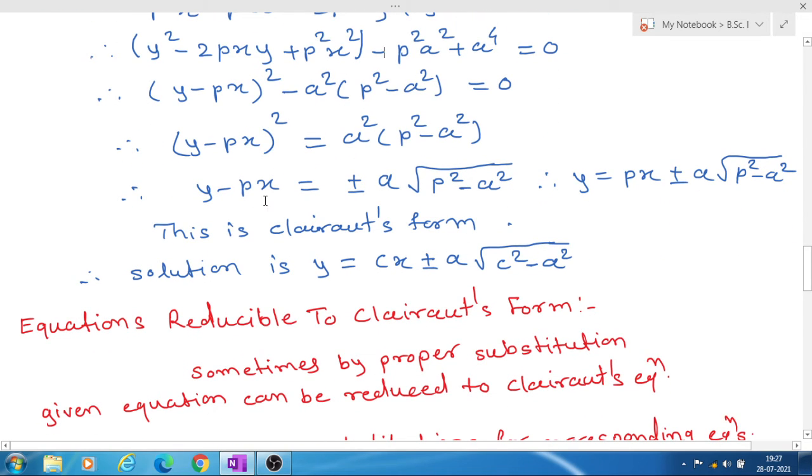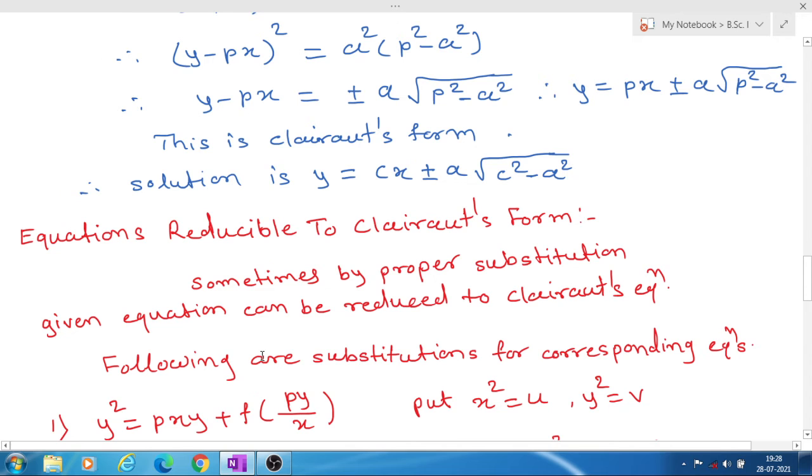Therefore y minus px is equal to, taking square root on both sides, plus or minus a into root p square minus a square. So therefore y is equal to px plus or minus a into root p square minus a square. Now this is in Clairaut's form. So we can write the solution by only putting p is equal to c here. Therefore y is equal to cx plus or minus a into root c square minus a square. So this is the solution of this equation.